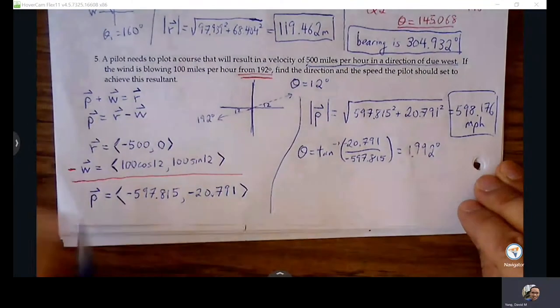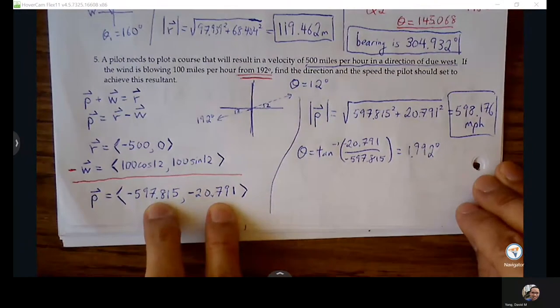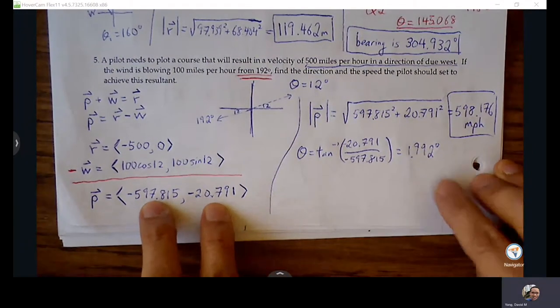Okay, which quadrant is this in? Third, okay, so plus 180, right? Okay.